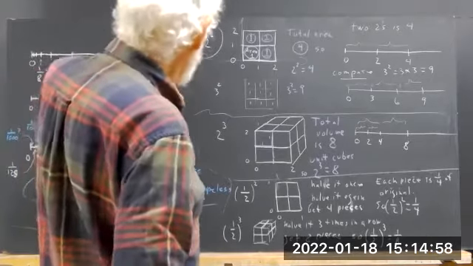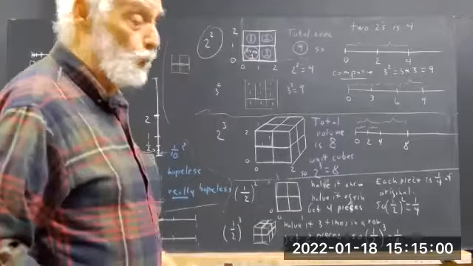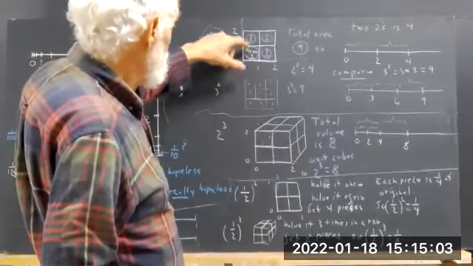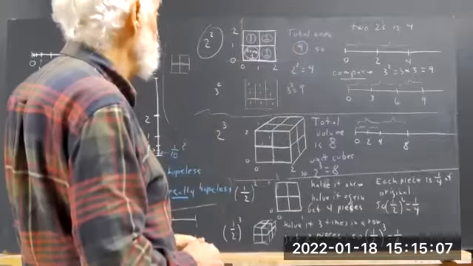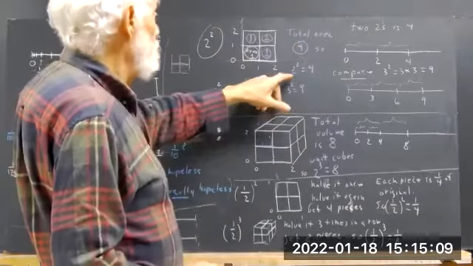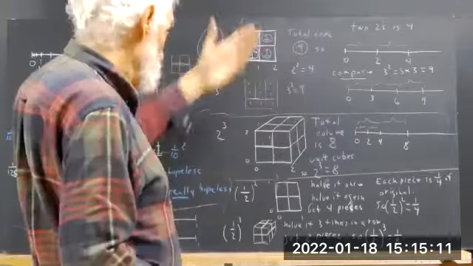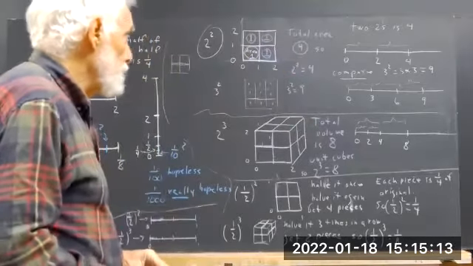1 by 1 squares. Each 1 by 1 square has an area of 1. So we have an area of 1 here, an area of 1 here, 1 here, 1 here. Total area is 4. So 2 squared is 4. Here's a picture of 2 squared equals 4.